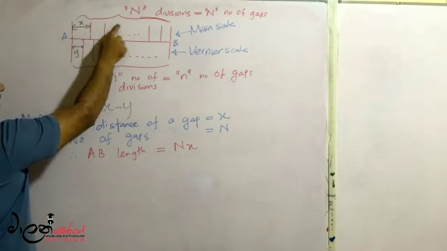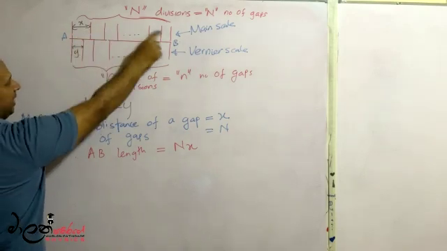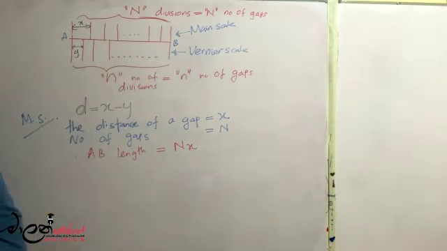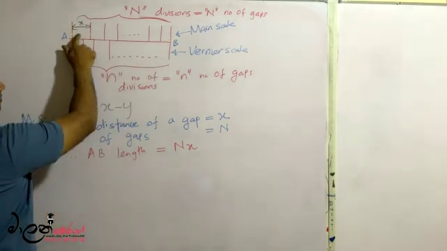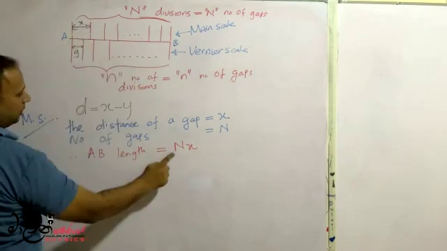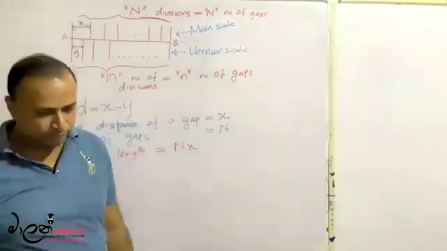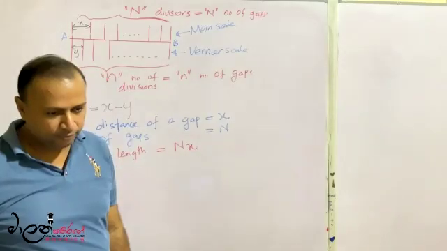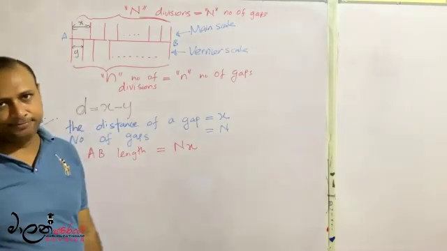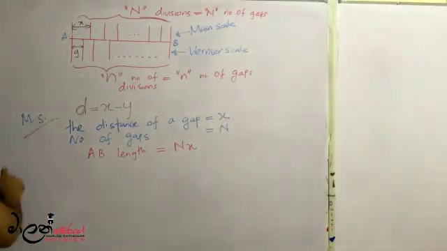How many gaps are there? There are capital N gaps. Therefore, the distance from here to here is equal to capital N times simple x. Yes, so this is for the main scale.